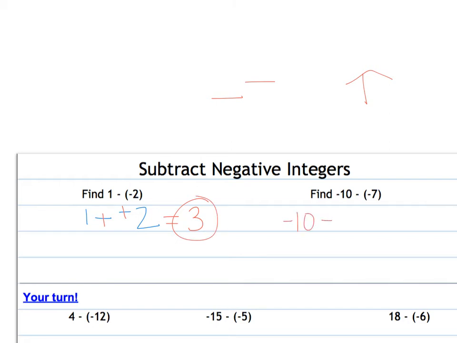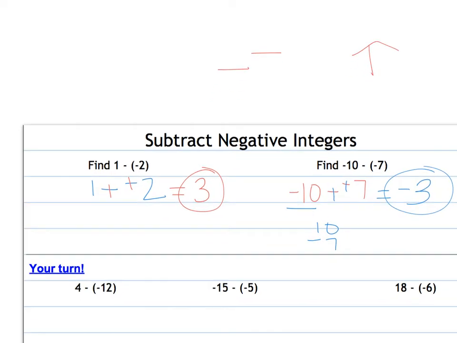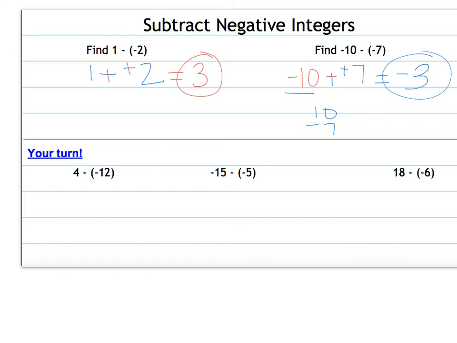Negative 10 minus negative 7. Taking away a negative is a good thing. So I'm going to be going up on the number line from negative 10. I still have more negatives than positives. 10 minus 7 is 3. Negative 3. Give these a try.